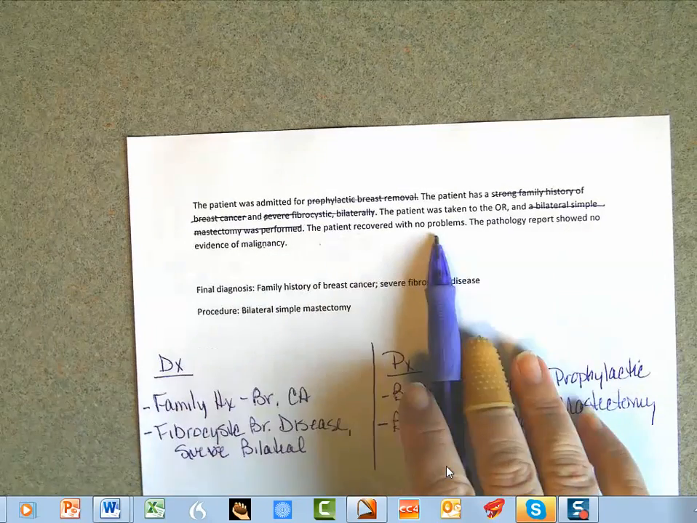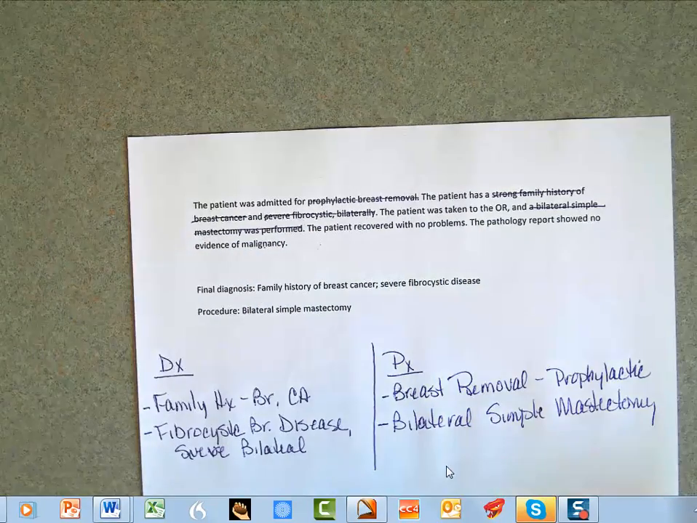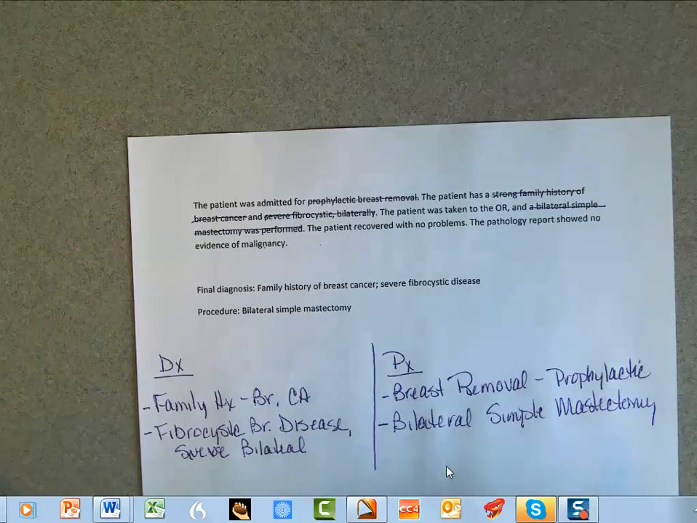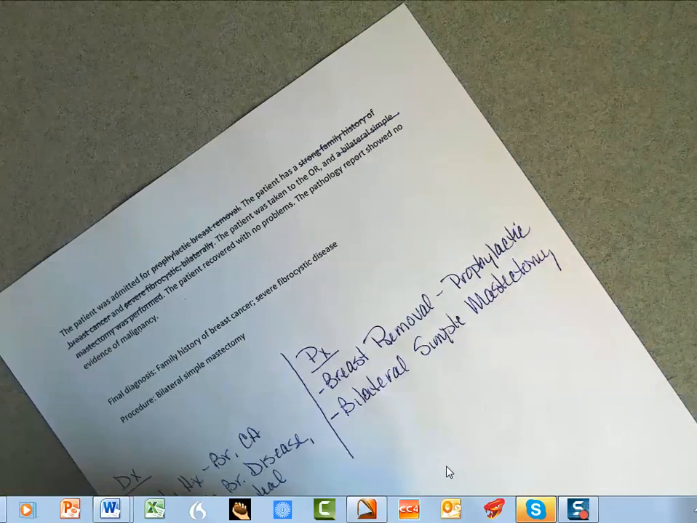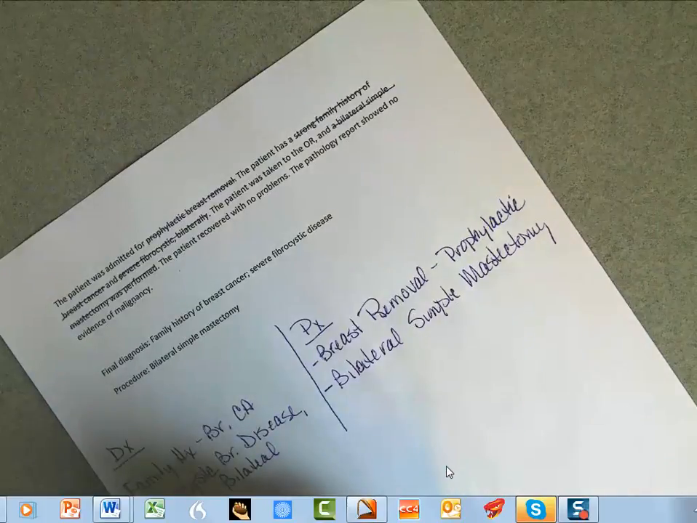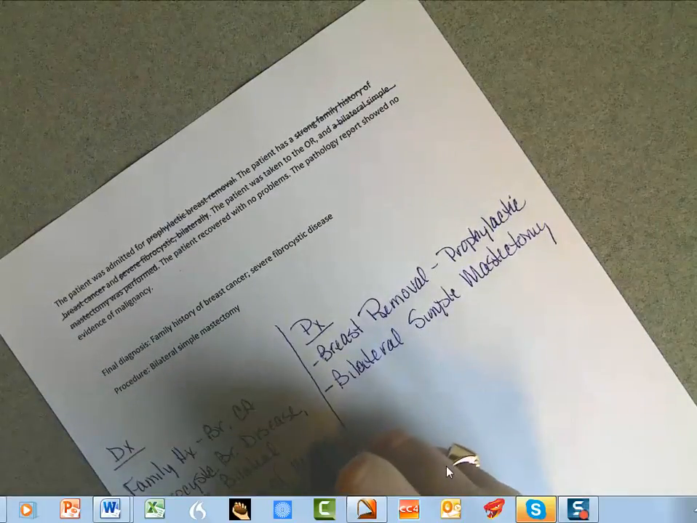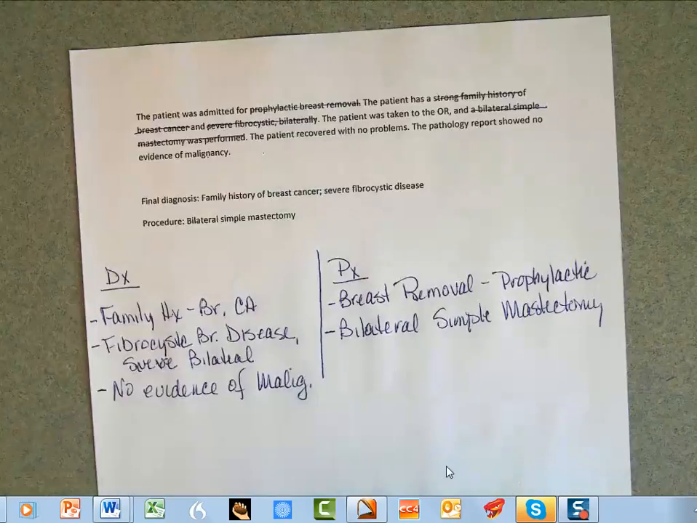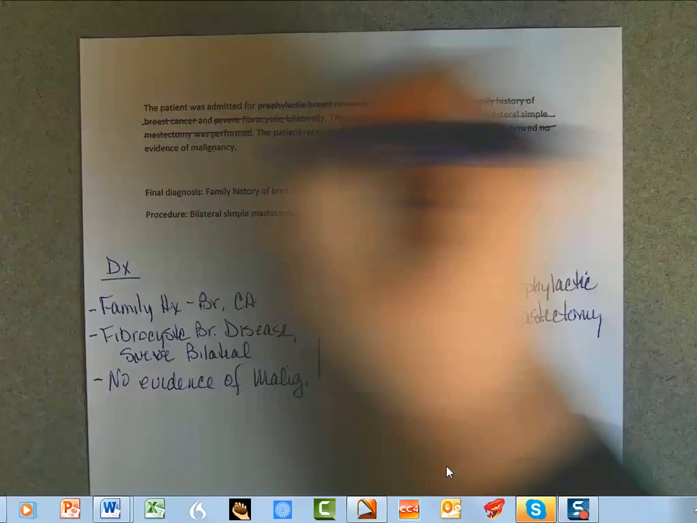Patient recovered with no problems. Pathology report showed no evidence of malignancy. Is that important to the case? Yes, it is, that there is no evidence of malignancy. No evidence of malignancy. Okay? So now we have gone through everything here in this case, right?